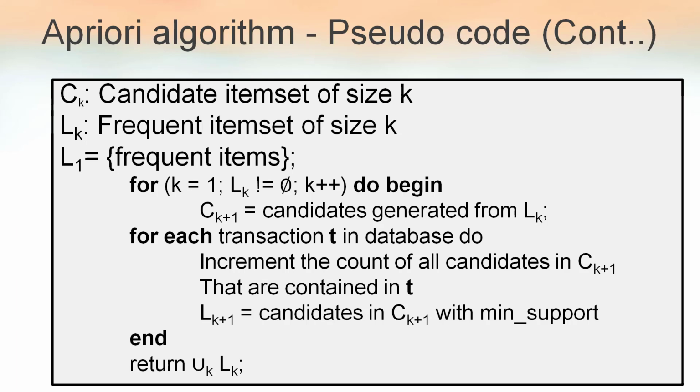In this pseudocode, in this for loop, first we are calculating L1, which means the frequency of the item. Then we compare the item set with the minimum support count. If the support count of the item set is greater than the minimum support, then we are considering the item set.